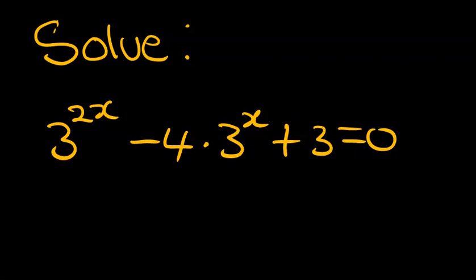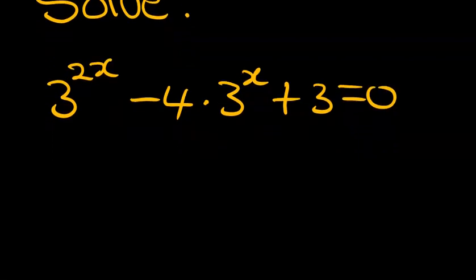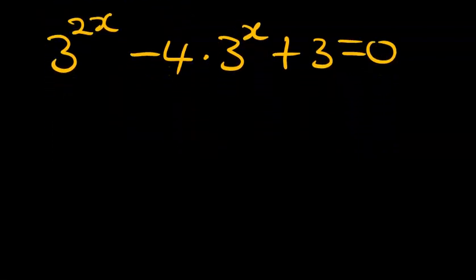In this video, we are required to solve the following exponential equation. We have 3 to the power 2x minus 4 times 3 to the power x plus 3 is equal to 0.